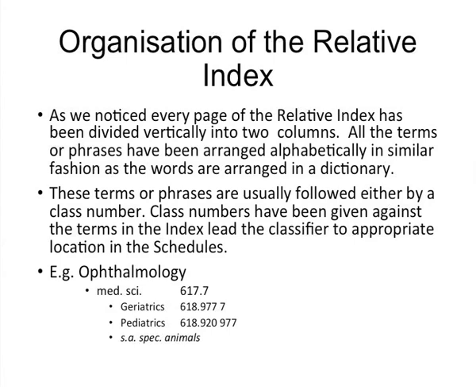there is a heading ophthalmology, and ophthalmology has been subdivided by medical science. MED is the abbreviation for medical and SCI is science. So, these are actually abbreviated forms of the words. Medical science under ophthalmology has the number 617.7. It has further been subdivided. Ophthalmology medical science, particularly for old age people, is covered under geriatrics, and its number is different, 618.9777. While ophthalmology for pediatrics, meaning for children, is under 618.920977. So, different class numbers for different aspects of ophthalmology are there.